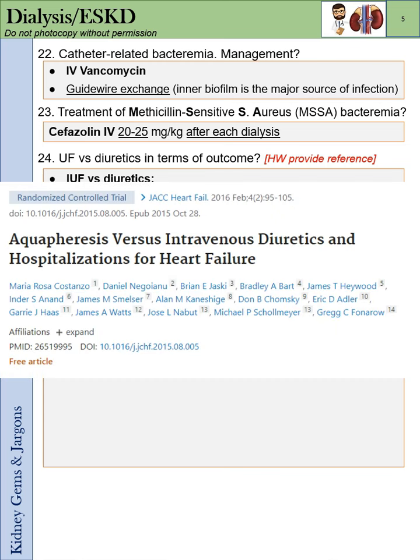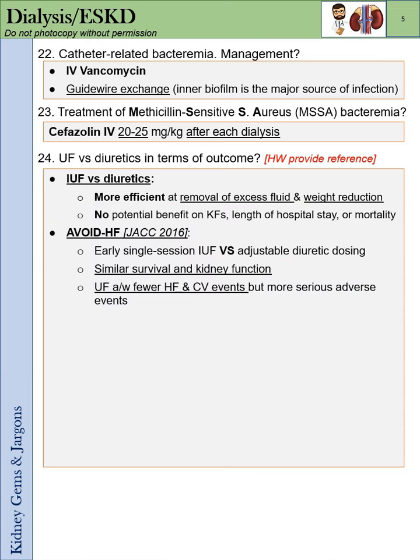Then you have the AVOID-HF study. They compared the early single session of isolated UF versus adjustable diuretic dosing. Similar survival and kidney function. However, UF was associated with fewer heart failure and cardiovascular events, but more serious adverse events, all organs.